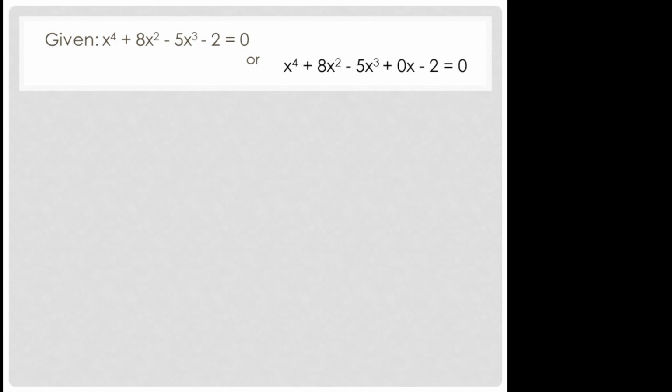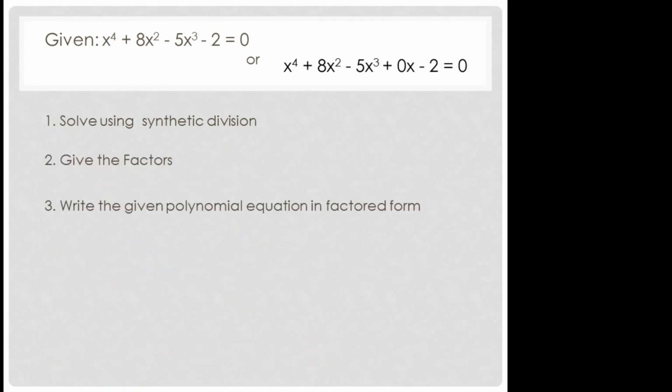In this given, we started with 4, and then we have 3, we have 2, but we do not have 1. So the numerical coefficient of x with exponent 1 is missing, therefore we will use 0. Again, do not forget to arrange the exponents in descending order. Solve using synthetic division, give the factors, write the given polynomial equation in factored form.